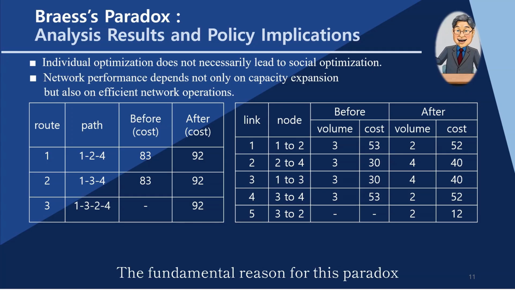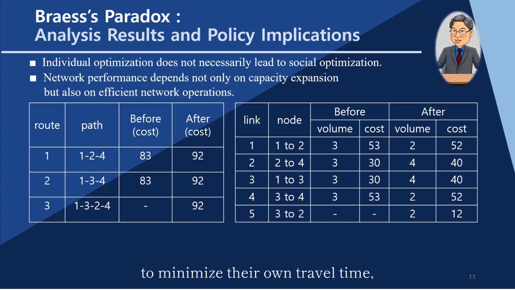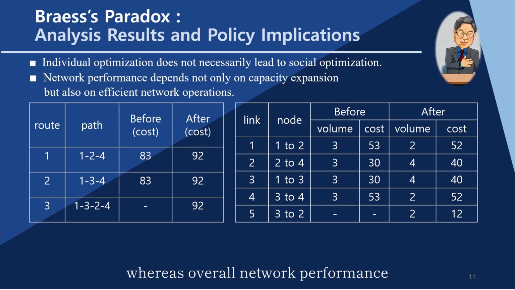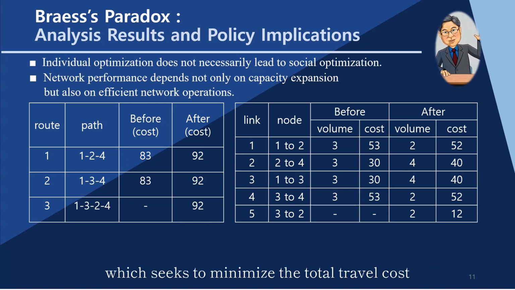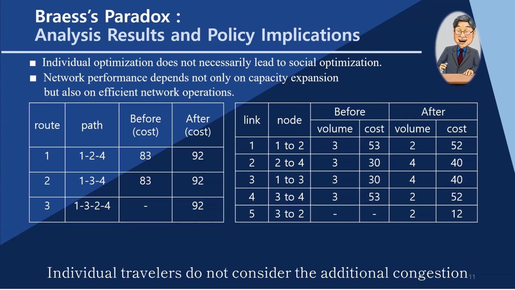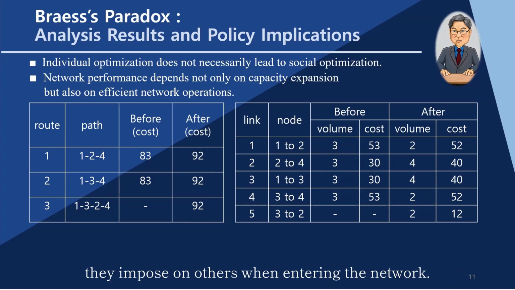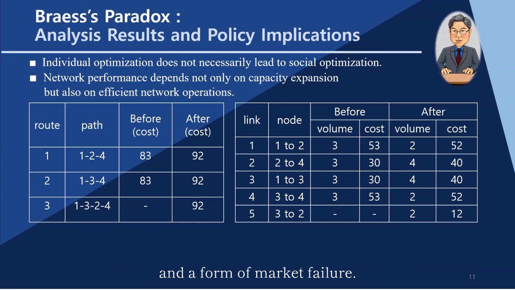The fundamental reason for this paradox is that each traveler makes route choices solely to minimize their own travel time, whereas overall network performance is evaluated from the perspective of system optimum, which seeks to minimize the total travel cost of the entire system. Individual travelers do not consider the additional congestion they impose on others when entering the network. In economics, this is a classic example of a negative externality and a form of market failure.